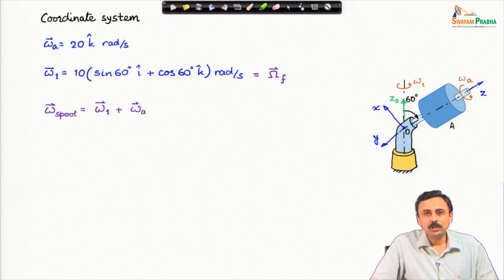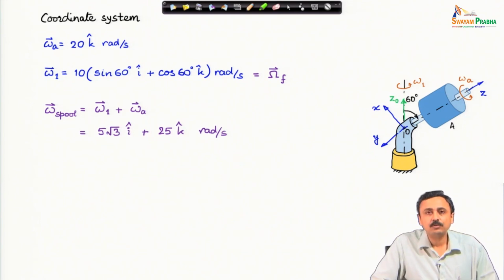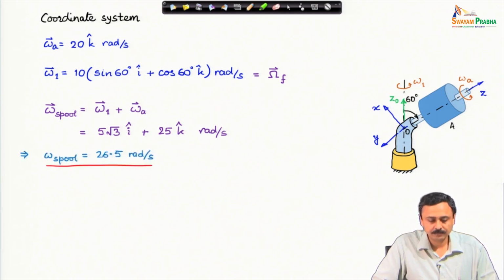Therefore, omega spool, the net angular velocity of the spool, is omega 1, which is the frame angular velocity, plus the spin angular velocity with respect to the frame, which is omega a. I calculate these terms and plug in to find the net angular velocity of the spool, and this is what we get: 5 root 3 I cap plus 25 k cap radian per second. Therefore, the magnitude of angular velocity of the spool is the magnitude of this vector, which turns out to be 26.5 radian per second.